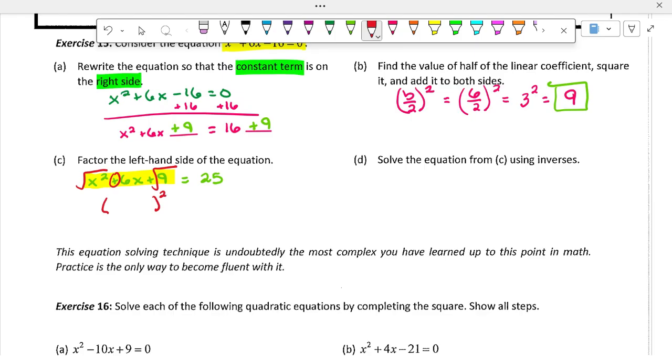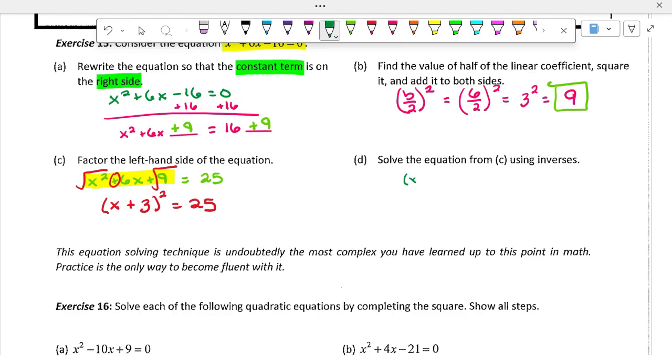So what's the square root of the first? x. What sign do I put here? Plus square root of 9, 3. Set equal to 25. Once we get here, don't we already know how to solve that? Did we already do something like that? Yeah. So from here, we can just solve the equation.